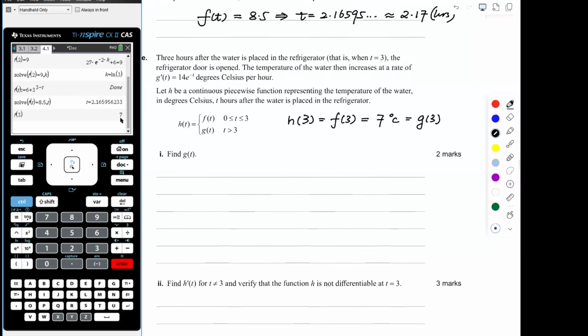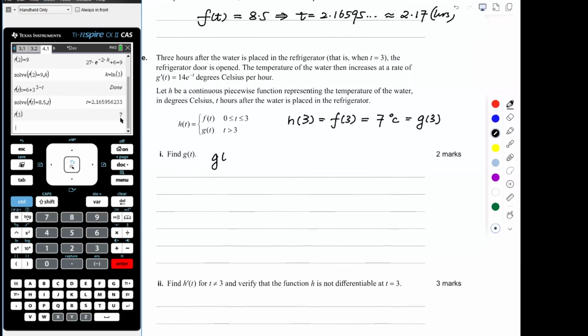To find g(t), I'll do g(t) equals the integration starting from 3 up to t of 14e to the power minus x dx. We add g(3). So actually, I can just do the integral from 3 to t of 14 exponential minus x dx plus g(3), that's 7. So you get a function like that.